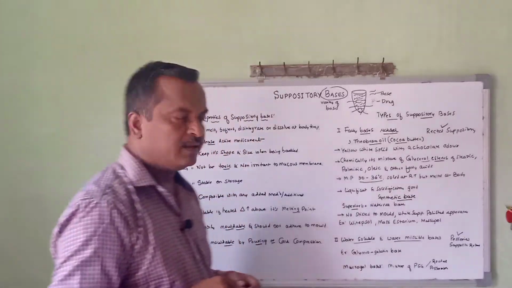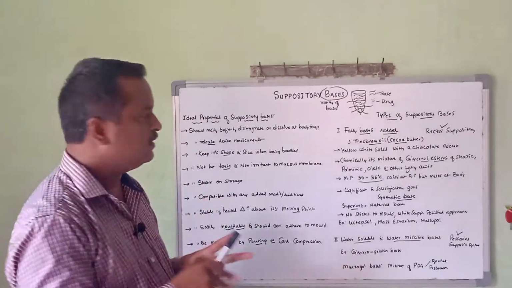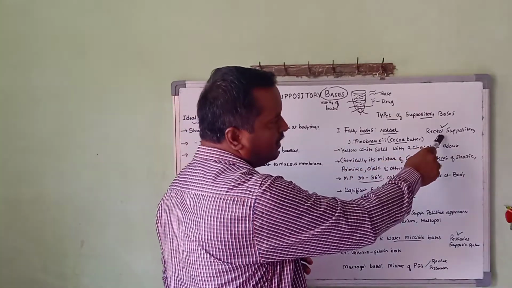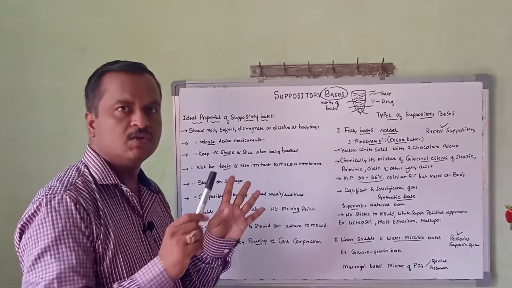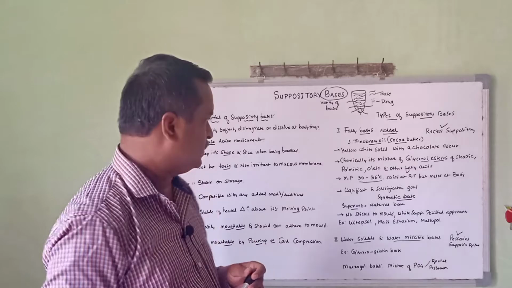Melting point जो होता है 30 to 36 degree. That is a very ideal selection for this suppository. And this suppository base is mainly used for making the rectal suppository, and it is not suitable for the vaginal suppository, or you can say pessaries.